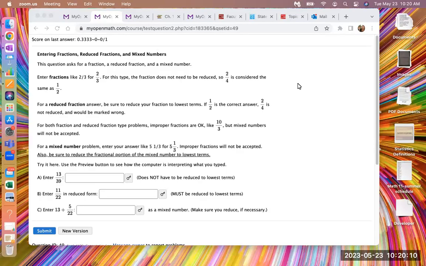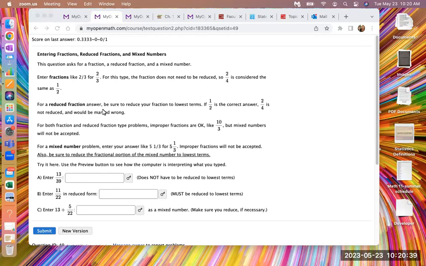This problem is helping you know how to enter a fraction answer. So this one, number A, says enter 13/39ths. And they make note here, this does not have to be in reduced form. It does not have to be reduced to lowest form. Remember, what they're talking about is a reduced fraction, as you see up here.